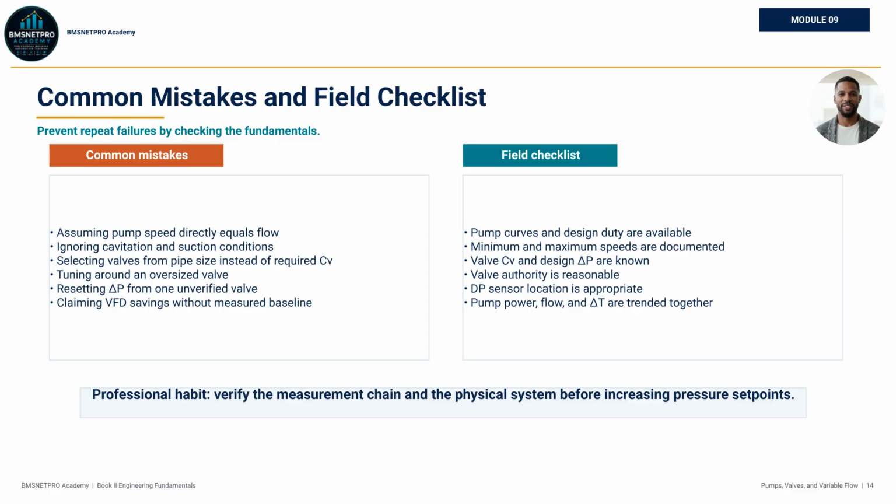A good field checklist protects you from these errors. Confirm pump curves, speed limits, valve CV, valve authority, sensor location, and trends for power, flow, and delta T. A professional BAS response begins with evidence.